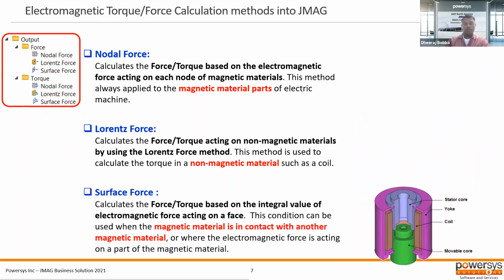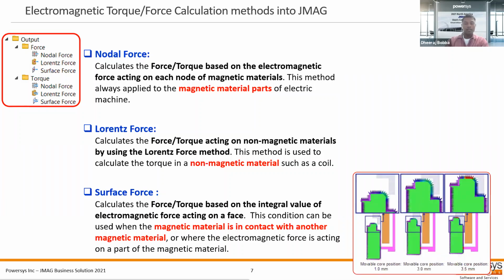The last one is the surface force calculation. This is where magnetic materials are in contact with each other. In that scenario, there are shared nodes between the materials, and that's where nodal force cannot be applied, and we have to switch to a surface force calculation.